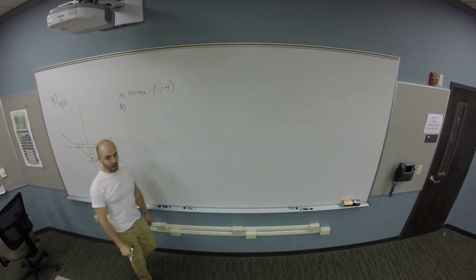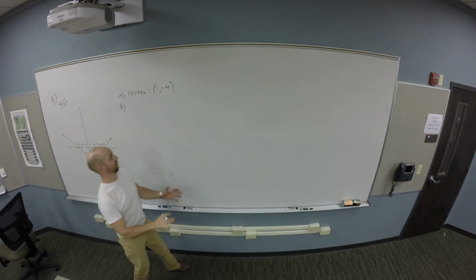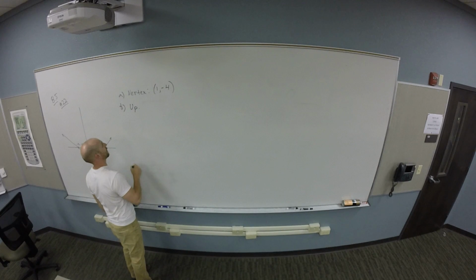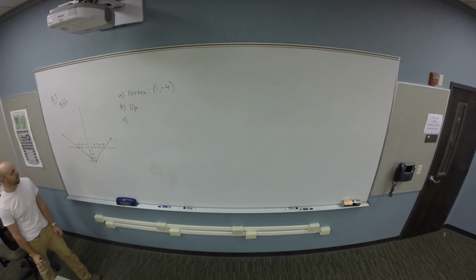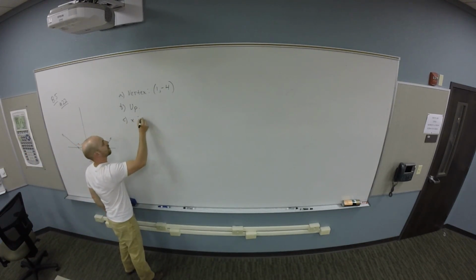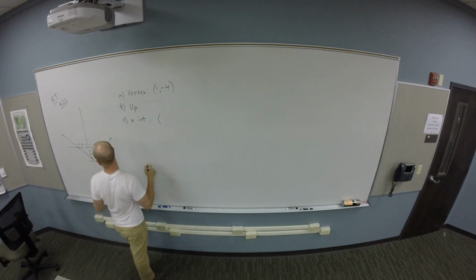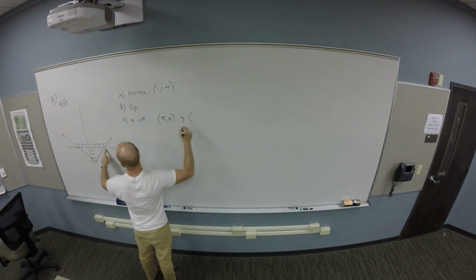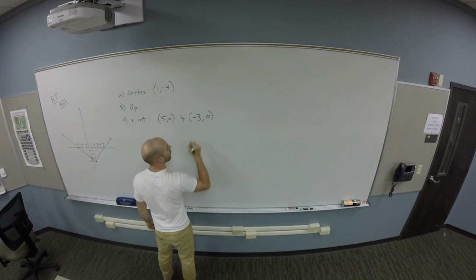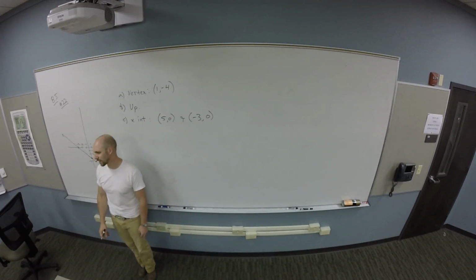Okay. Does it open up or down? Up, I think. Okay. Then C is x-intercepts. 5, 0 and -3, 0. Right? Stating the y's on the x-intercepts is a little bit redundant, right? Could we just say 5 and -3? Yeah, because I know the y's are 0, otherwise they wouldn't be the x-intercepts.